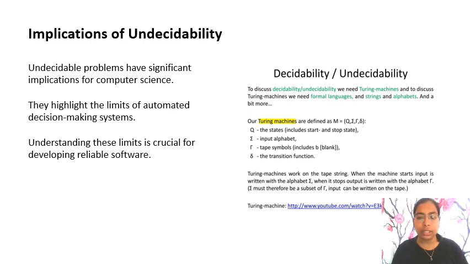The Turing machine works on the tape string. When the machine starts, the input is written with the input alphabet, and when it stops, the output is written with the tape alphabet, and Σ must therefore be a subset of Γ. Input can be written on the tape.